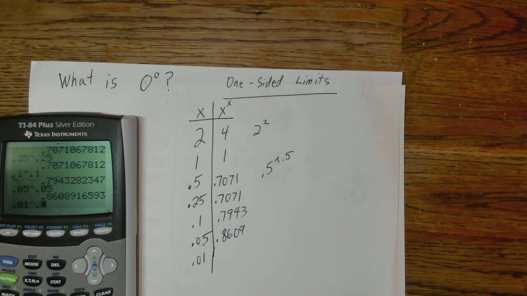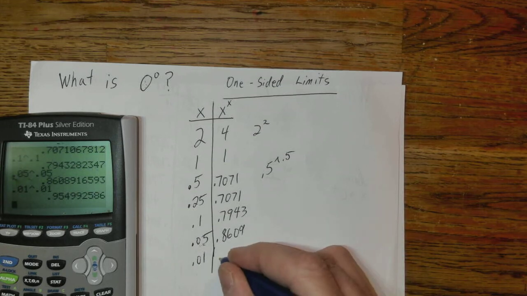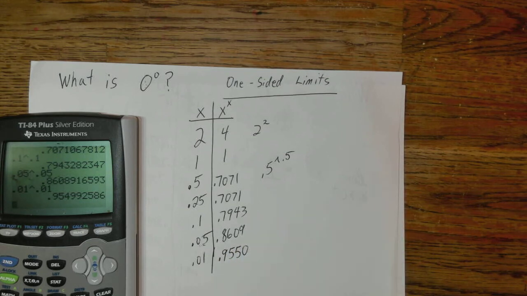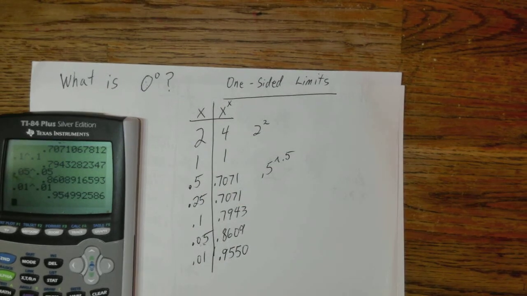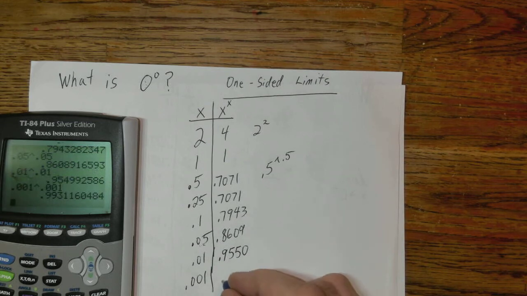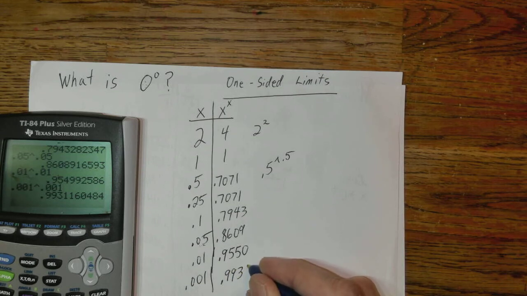Let me put 0.01 in. 0.01 to the power of 0.01. Interesting, 0.9, still going up. 0.9550 if I round properly. What if we do 0.001? 0.001 to the power of 0.001. Now we might be seeing something here. 0.9931.